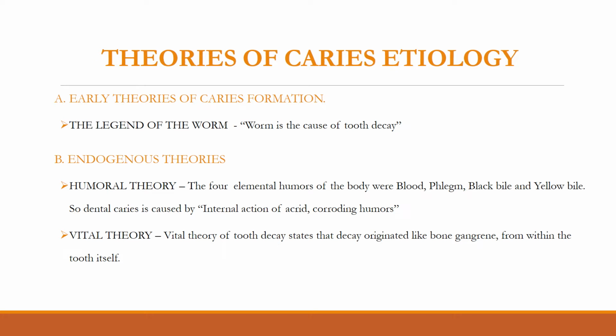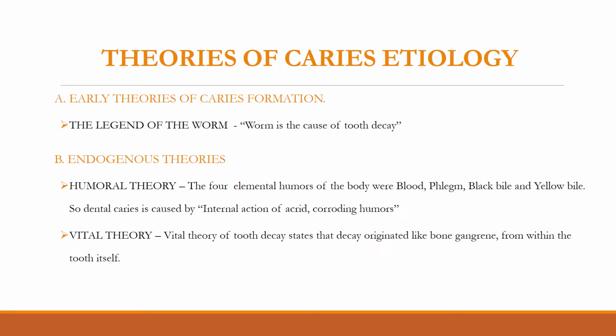So coming to theories of caries etiology. Early theories of caries formation: the old people, our ancestors, were thinking that dental caries is caused by worms. Worm is the cause of tooth decay. But as evolution takes place, then they thought of the endogenous theory. In that, humoral theory and vital theory. According to the humoral theory, the four humors in the body were blood, phlegm, black bile and yellow bile. So dental caries is caused by internal action of acid corroding humors. So that was the belief.